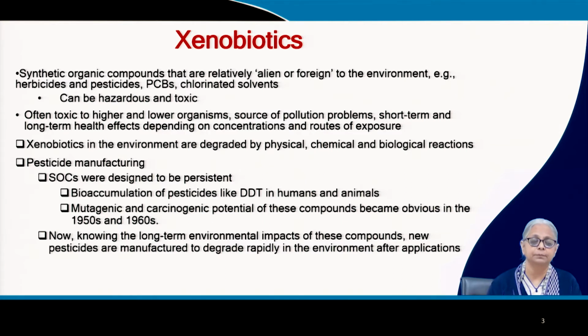So we know that examples include herbicides, pesticides, some of the polychlorinated biphenyls, and chlorinated solvents. All of these are examples of synthetic organic chemicals that are constantly being released into the environment. Many of them are hazardous as well as toxic, and any chemical that is toxic to either higher or lower organisms. It goes without saying that if you are using a pesticide, it's going to be toxic, yes, to the pest that you're trying to eliminate, but there will be some impact on higher organisms as well.